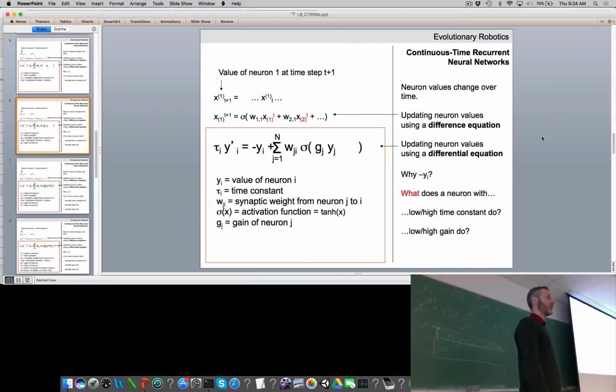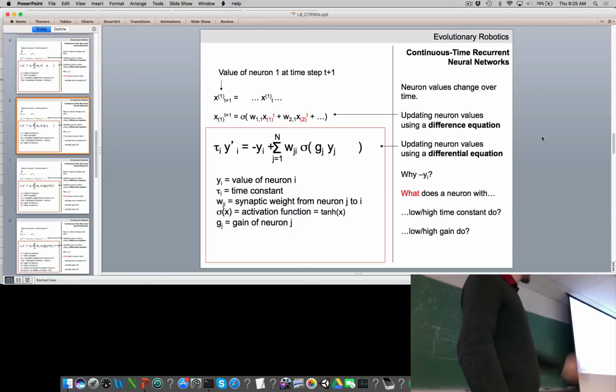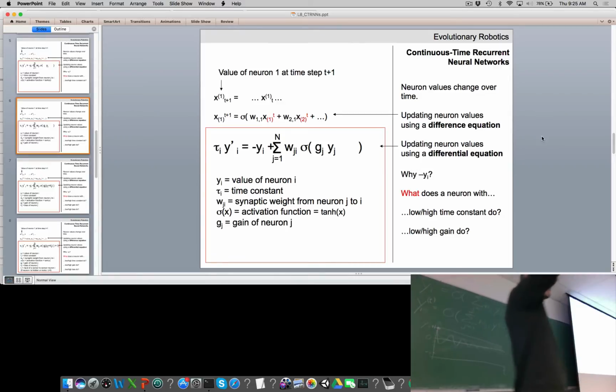What does the gain do? We know that a neuron's tau influences the rate at which that neuron changes. What does each neuron's gain value do? Let's imagine there's some neuron in this neural network that has a gain equal to 0. So we have neuron J, and it has a gain of 0. Tell me about neuron J. It always outputs 0. It doesn't influence anyone, right?